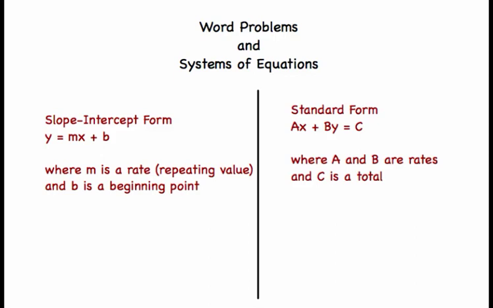Now, as you recall from learning linear equations, most word problems can either be written in slope-intercept form, y equals mx plus b, or standard form, ax plus by equals c. We use slope-intercept form if there's one rate and a beginning point, and we use standard form if there are two rates and a total value. The same is going to apply when we look at systems of equations. So let's take a look at our first one.